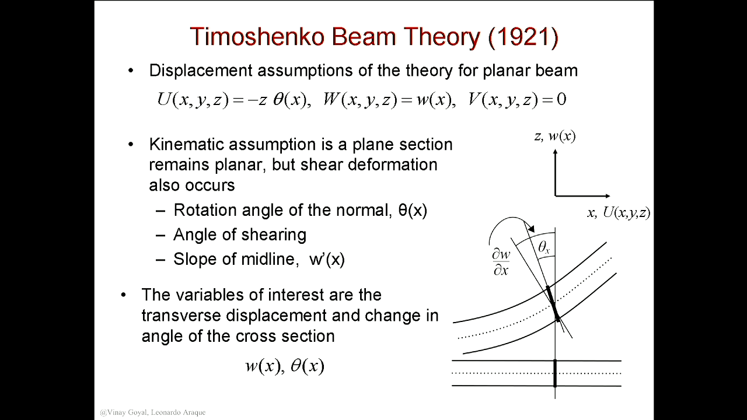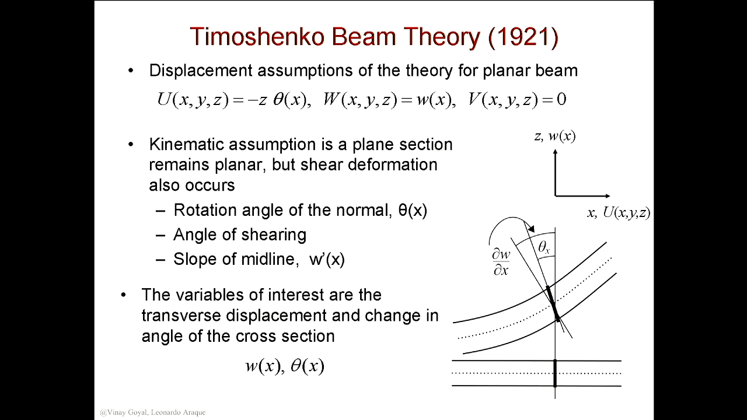In Euler-Bernoulli beam theory, this cross section will have remained perpendicular to the neutral axis. In that case, there's no angle change, right? So again, theta is the rotation angle of the normal. So how much has that cross section changed in angle? Then you have the slope of the midline, which is W prime. That makes sense, doesn't it?